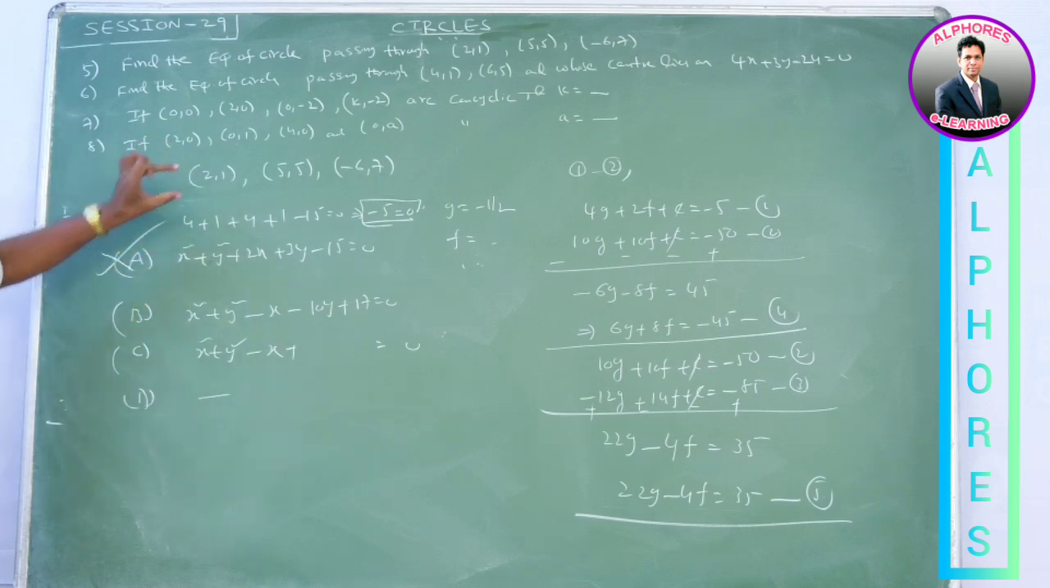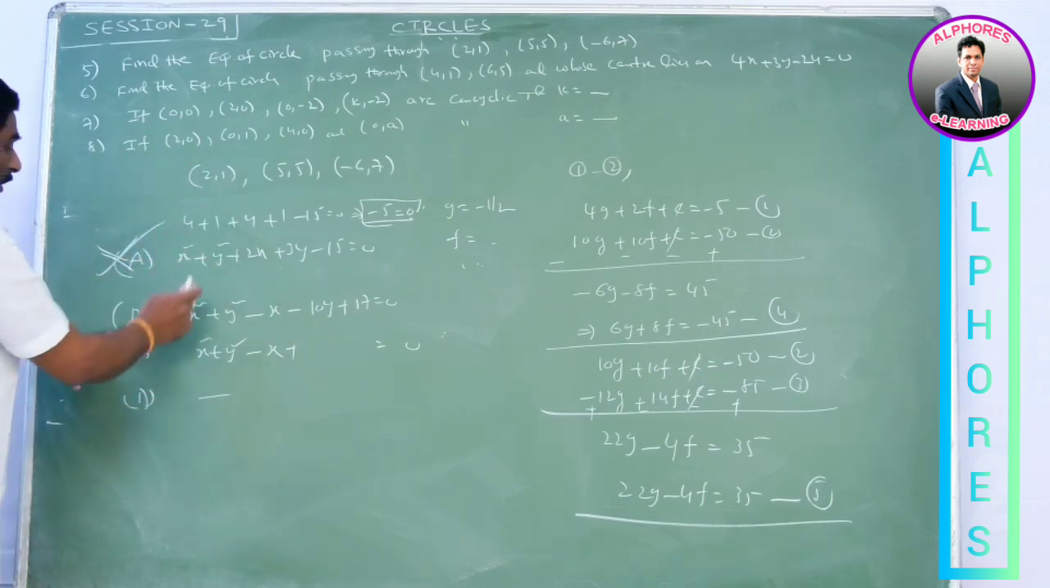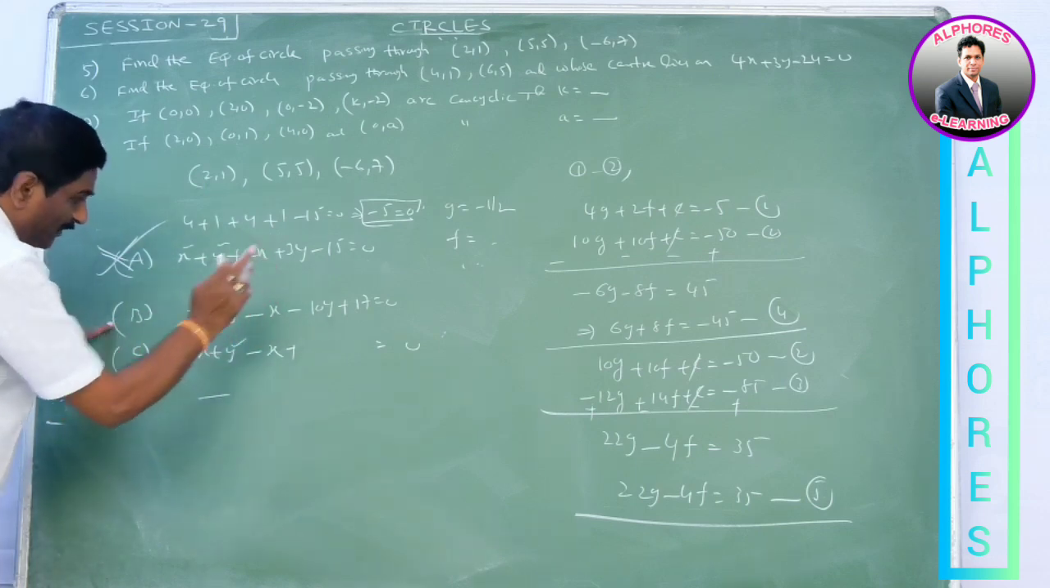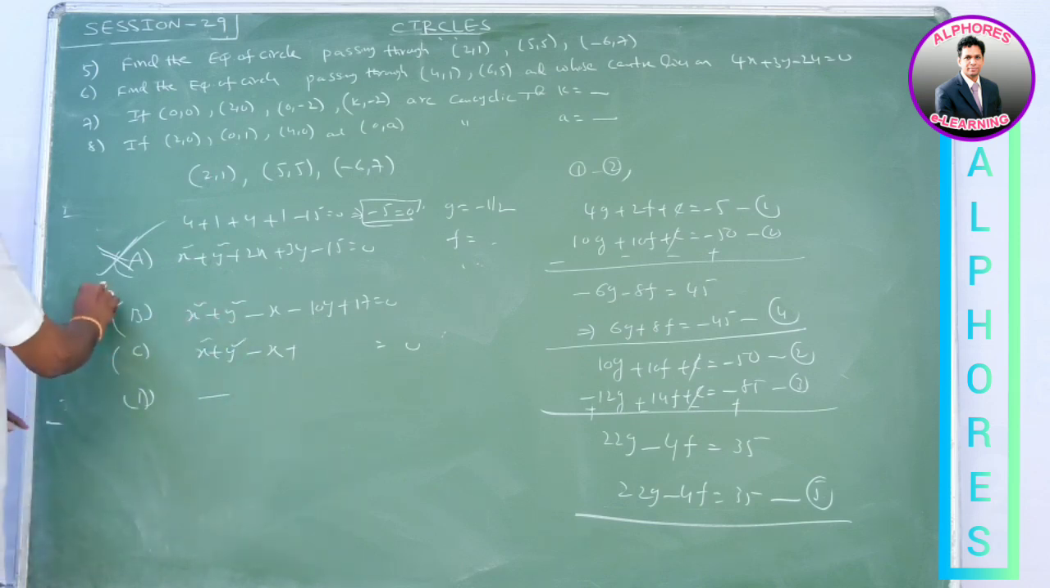If (2, 1) does not satisfy, it fails. All three points must lie on the circle. Suppose (2, 1) does not lie on it, it fails. Substitute the point (2, 1) in the second equation, that means option B. Suppose (2, 1) does not satisfy this equation, it also fails.